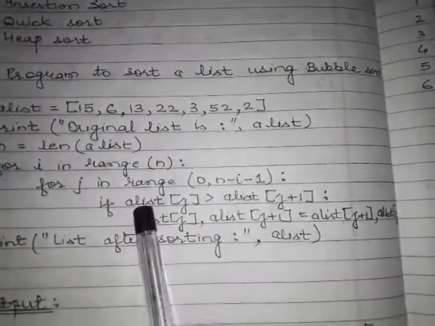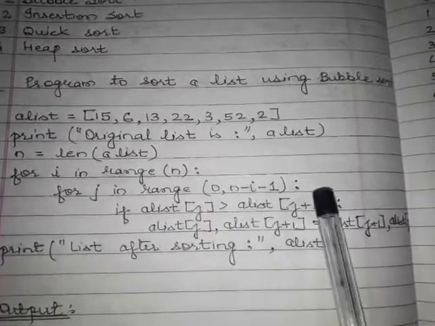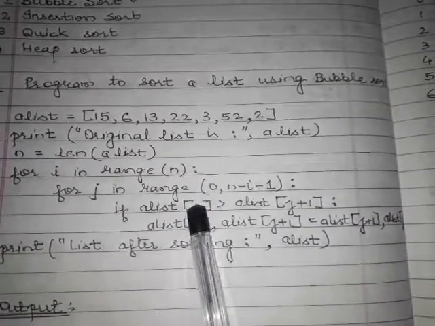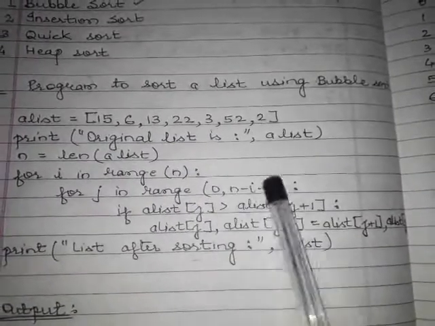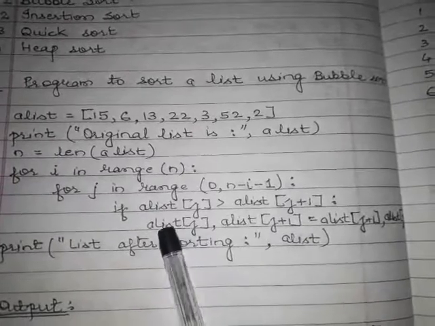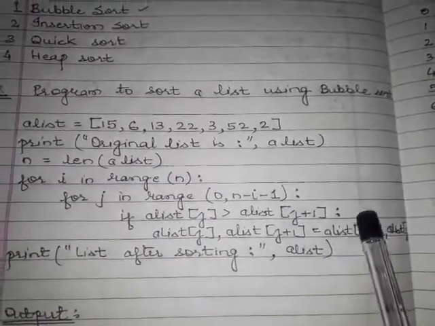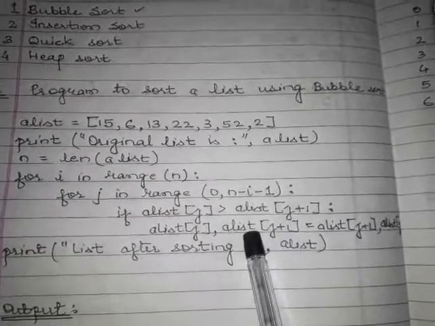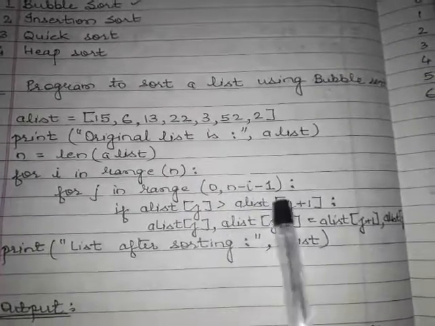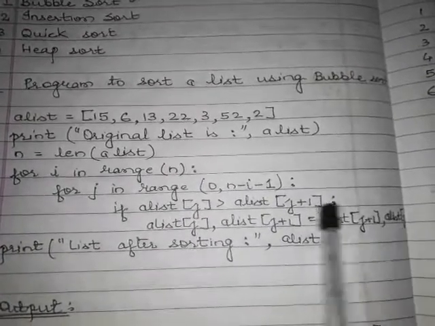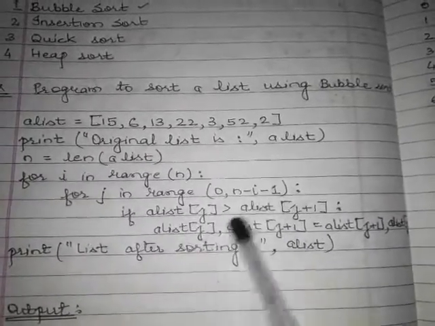Here we will make some comparison. If a list of j, meaning the zero index element, is greater than the first index element, then swap the elements. Swap the elements means in the 0 index assign the first index element, and in the first index assign the 0 index element. So this is the main logic. This is a multiple assignment statement in a single statement. So go through this, and I will run this program.